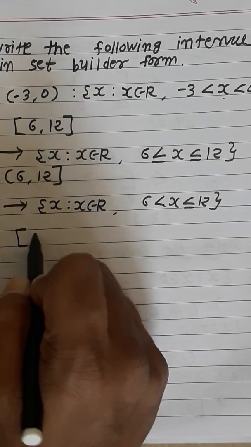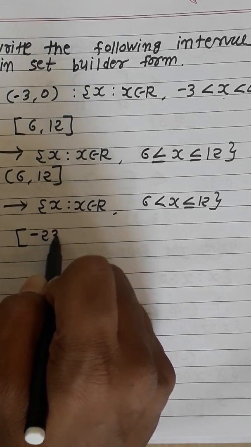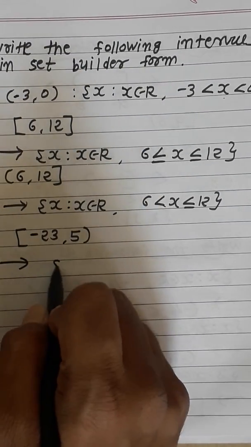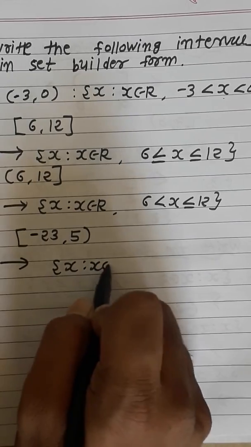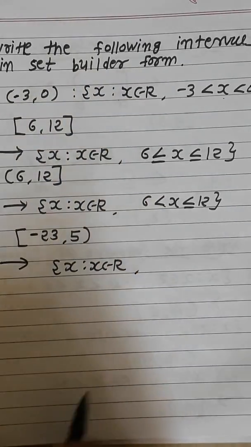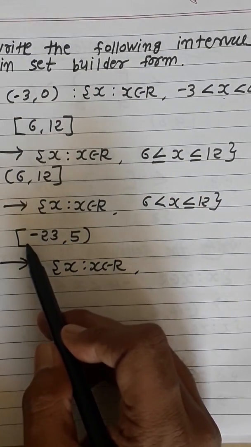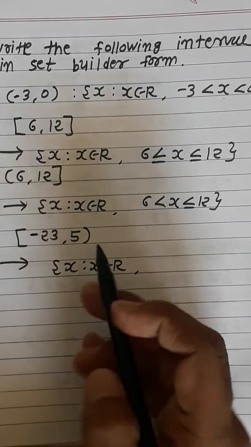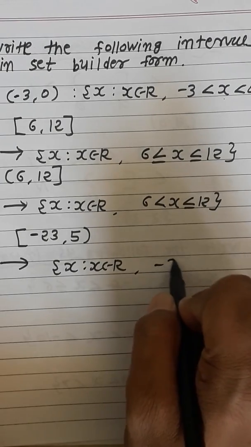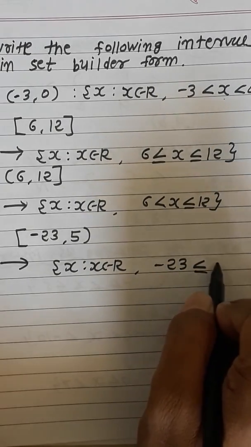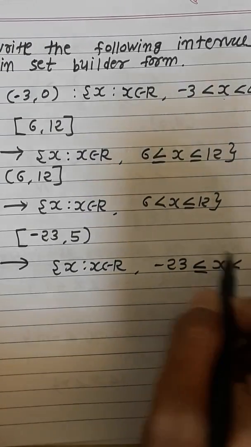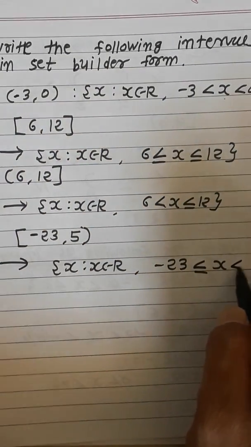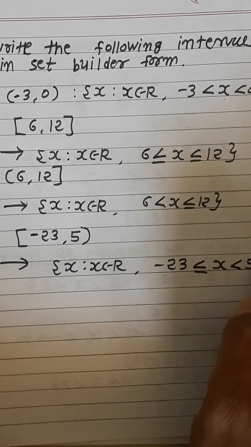Now the last one, closed interval minus 23 and open interval 5. So {x : x belongs to R}. At minus 23 closed form is present, so we write minus 23 ≤ x, and 5 has a small bracket, so we write strictly less than 5.